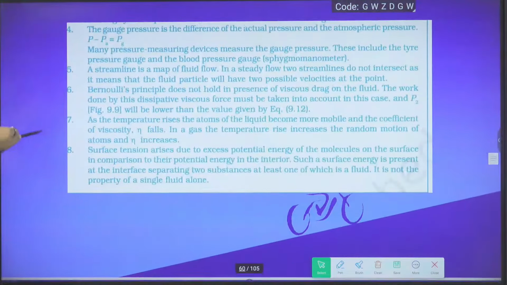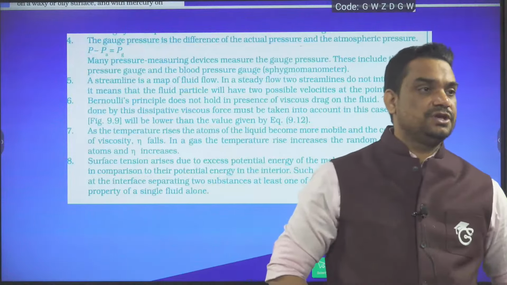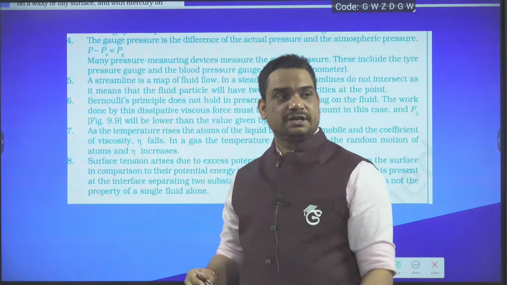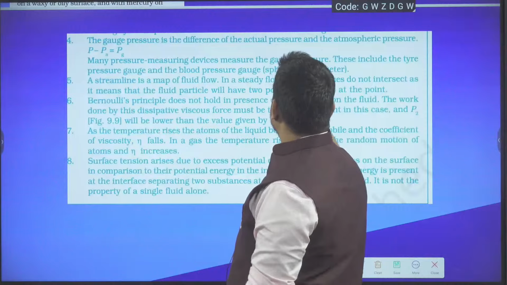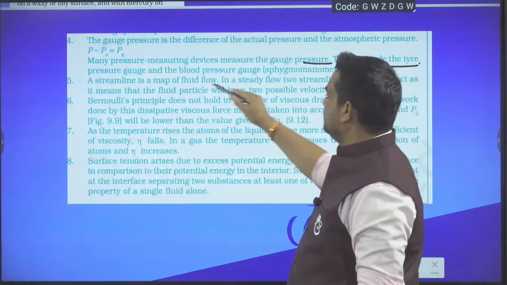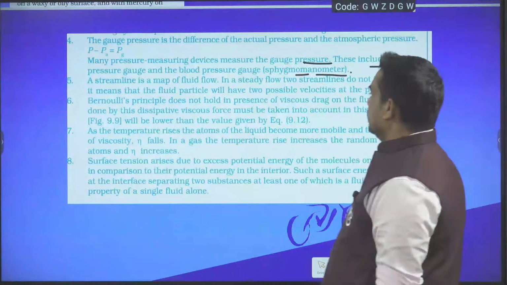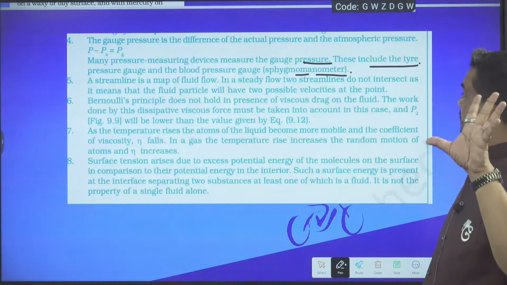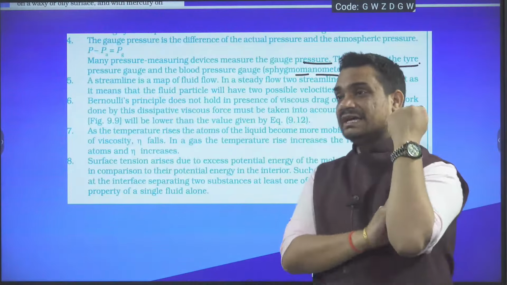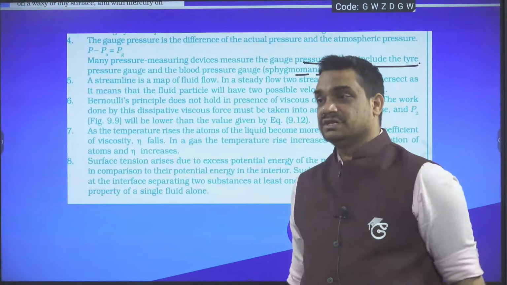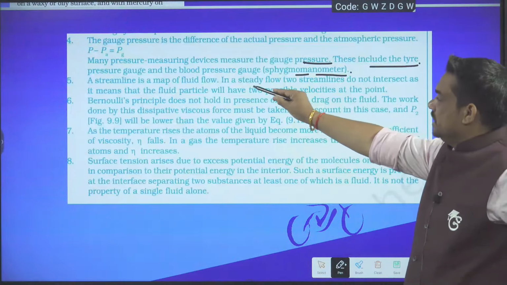Then comes here, in this one, points to ponder. Gauge pressure is the difference of actual pressure and the atmospheric pressure. Many pressure measuring devices measure the gauge pressure. These include the tire pressure gauge and the blood pressure gauge. So that is the gauge pressure, not the total pressure. Gauge pressure is the difference of the actual and atmospheric pressure; atmosphere we are subtracting.